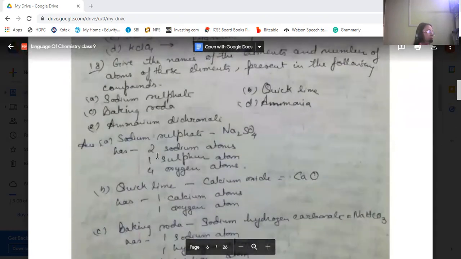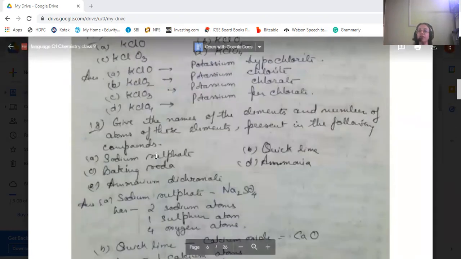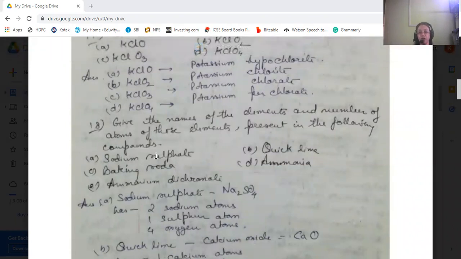Next is give the name of the elements and the number of atoms of those elements which are present in the following compounds: sodium sulfate, quicklime, baking soda, ammonia, ammonium dichromate. So sodium sulfate, we have Na2SO4. So 2 atoms of sodium, 1 sulfur atom, and 4 oxygen atoms are there. Okay.